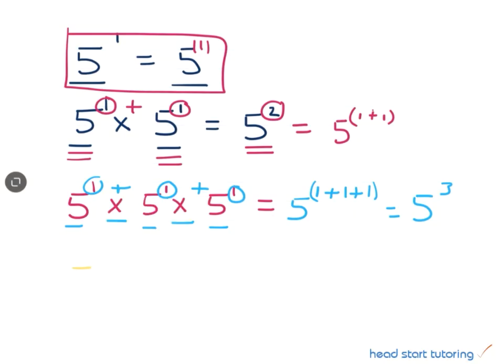If we've got 5 times 5 times 5 times 5 times 5, all we need to do is imagine that there are little ones, so 5 to the power of 1 in all these individual numbers, and we count how many there are. There are 5, so we end up getting 5 to the power of 5.